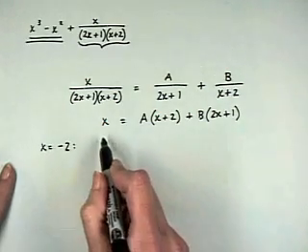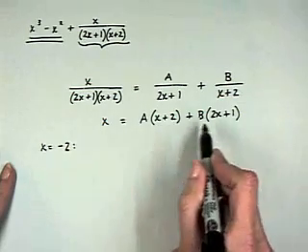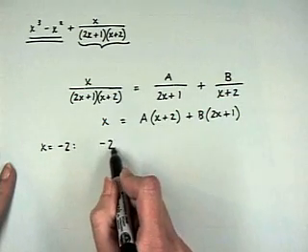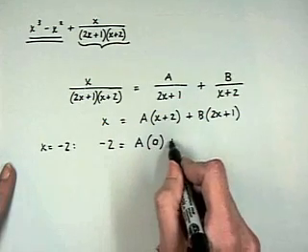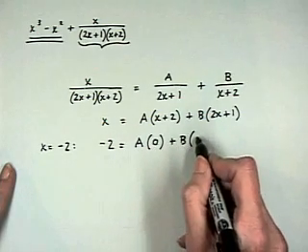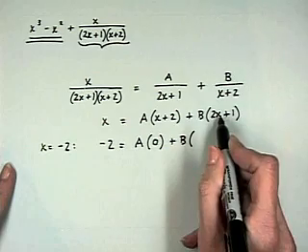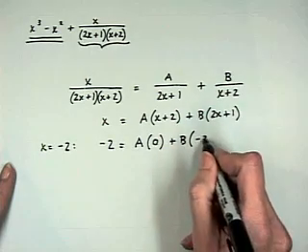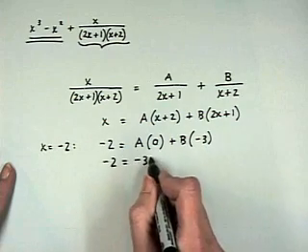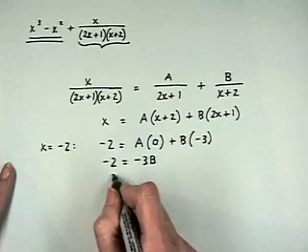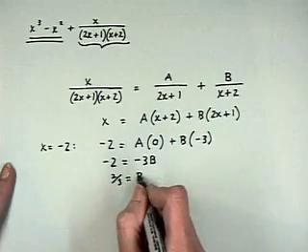If we substitute that value into the bottom equation, we'll have negative 2 equals A times 0 plus B times 2 times negative 2, which is negative 4, plus 1 is negative 3. That gives us negative 2 equals negative 3B, and so 2/3 is equal to B.